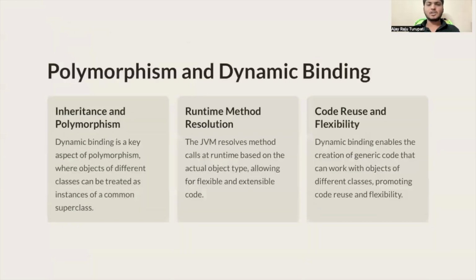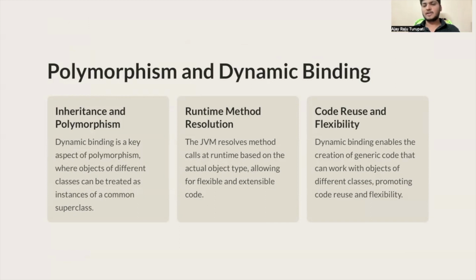Polymorphism and dynamic binding. Inheritance and polymorphism: dynamic binding is a key aspect of polymorphism, where objects of different classes can be treated as instances of a common superclass. Runtime method resolution: the JVM resolves method calls at runtime based on the actual object type, allowing for more flexible and extensible code.